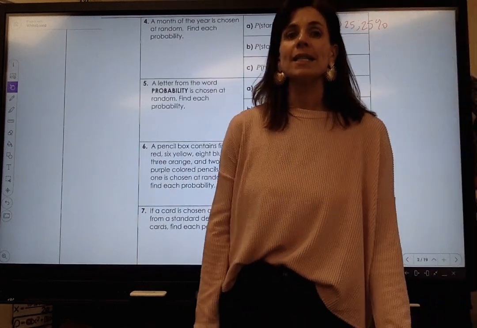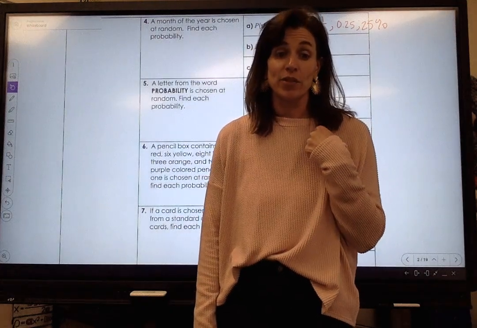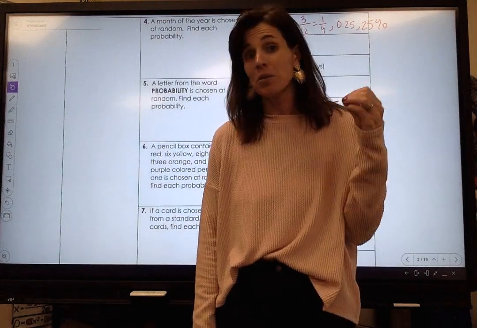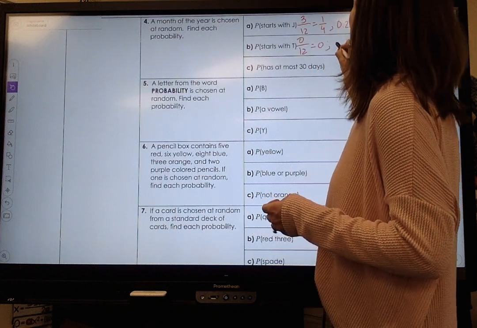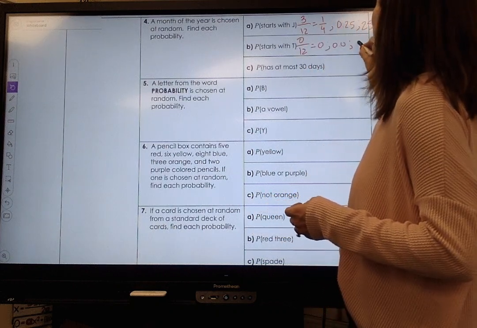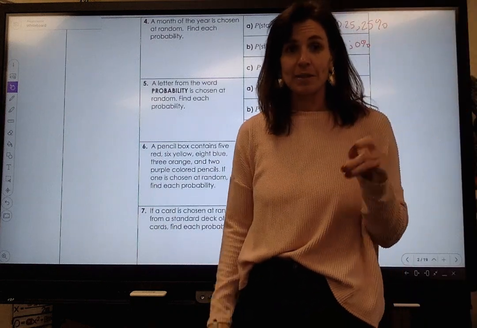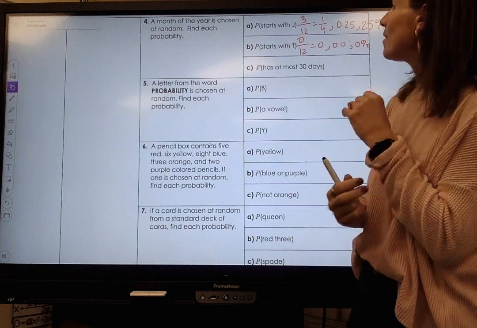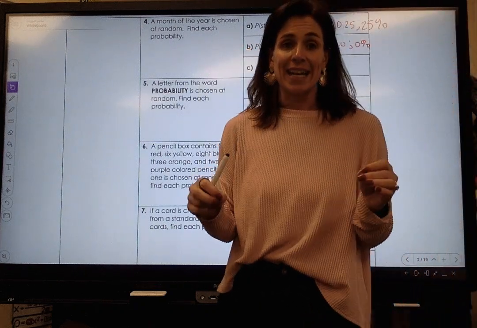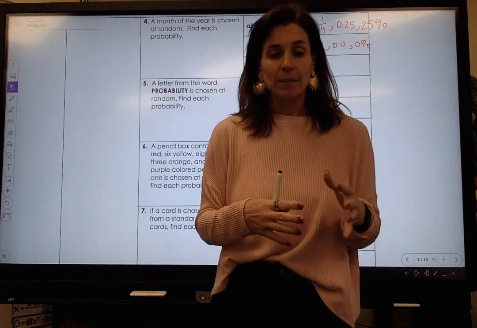Okay, what is the probability of a month starting with the letter T? None. There are no months that start with the letter T. So 0 out of 12 equals 0. There is a 0.0 chance and a 0% chance that this is happening, but I still express it as a decimal and a percent. Okay, has at most 30 days, which means it doesn't have 31. It has at most 30 days.